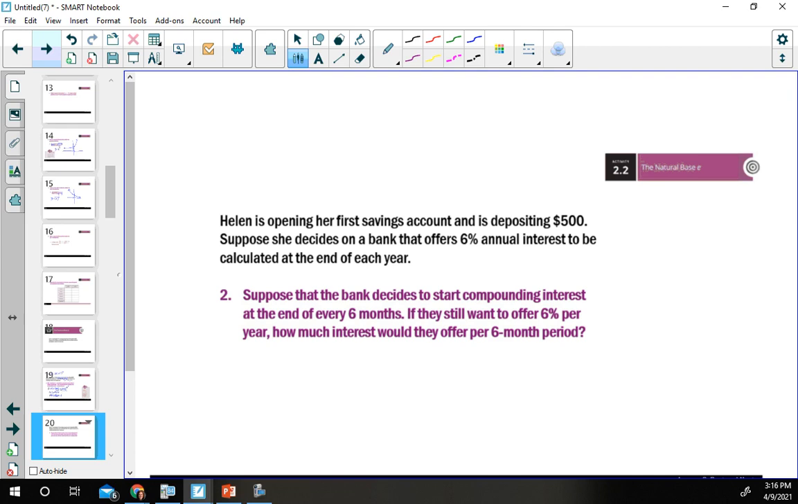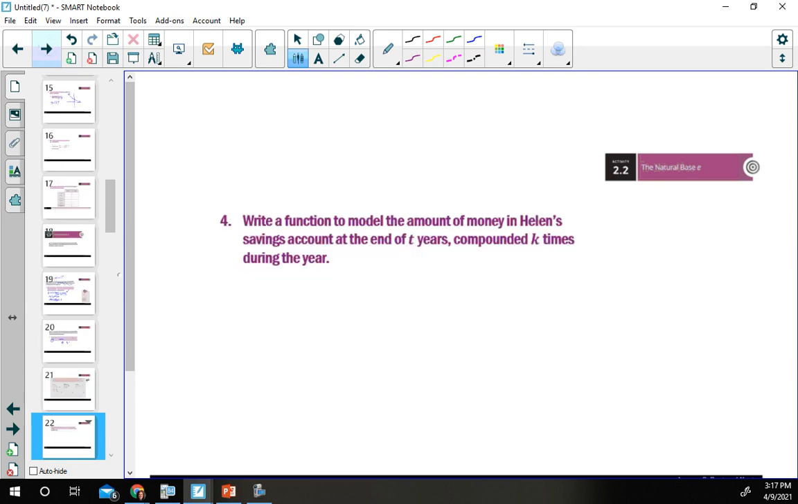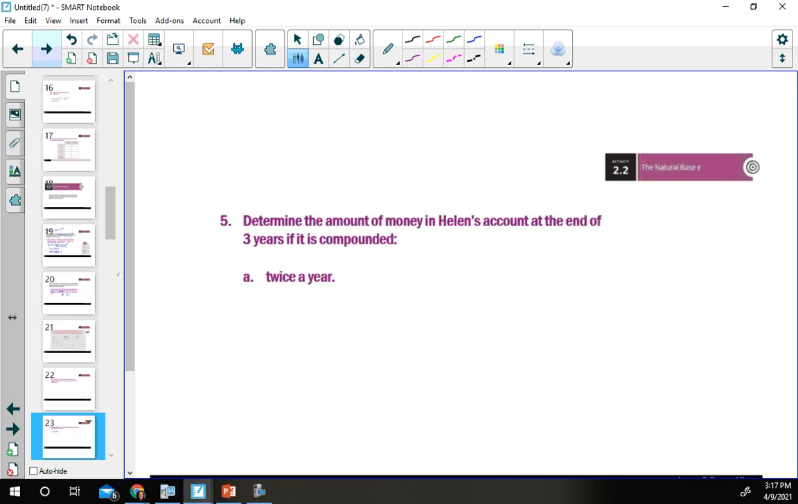And this next question says, suppose the bank decides to start compounding interest at the end of every 6 months. If they still want to do a 6% for a year, how much interest would the 6-month period be? Well, instead of 6%, we're cutting it in half. So we'd actually be doing 3%, because it's now based on a 6-month period instead of a year period. If it's 6% for a year, we just got to cut it in half to get that 6-month ratio. We're going to go ahead and skip through this.